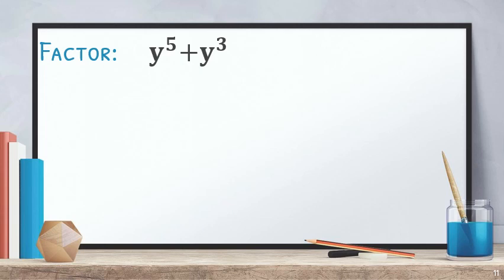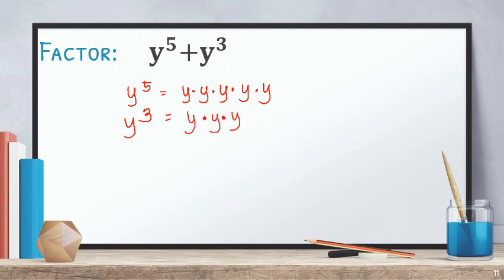Factor y raised to 5 plus y cubed. So again, list down all their terms and then get the prime factors. Y multiplied by y multiplied by y multiplied by y multiplied by y. And for y cubed, we have y multiplied by y multiplied by y.